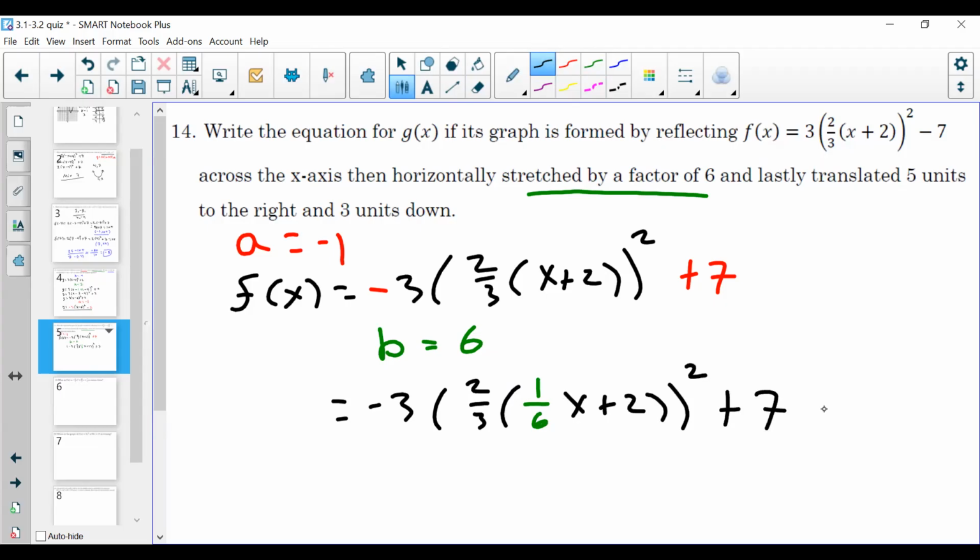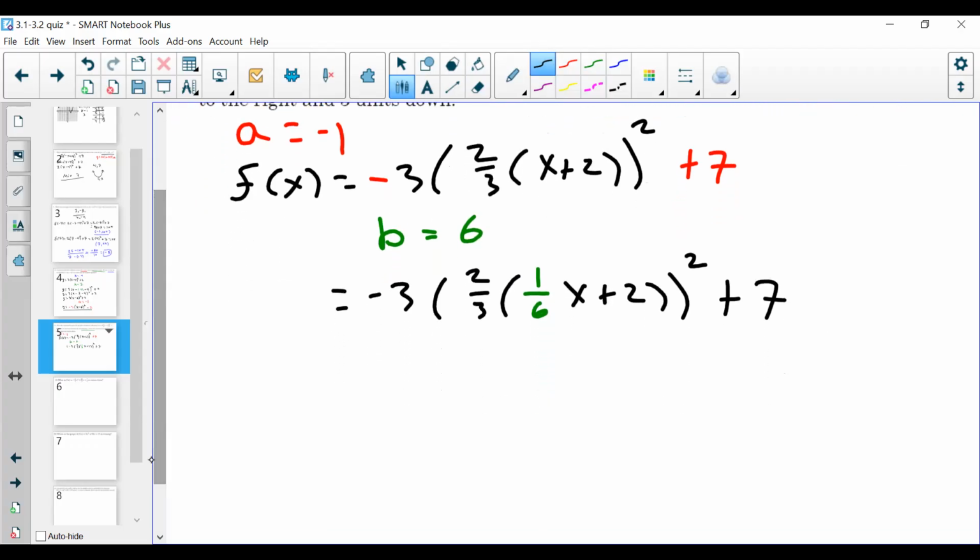So the way I like to do it, I don't know how the other teachers teach it, but I say put the 1 over b right with the x, and then you factor it out, and that's when it affects the h. So put it in right with the x. I'm going to factor out that 1 over 6. So what I get is 2/3 times 1 over 6, which is 2 over 18. And when you factor out that 1 over 6, you have that 2 divided by 1 over 6, or really just 2 times 6. So it becomes x plus 12.